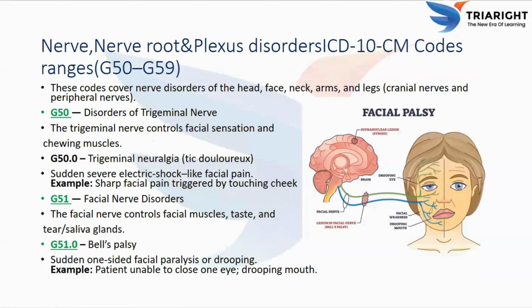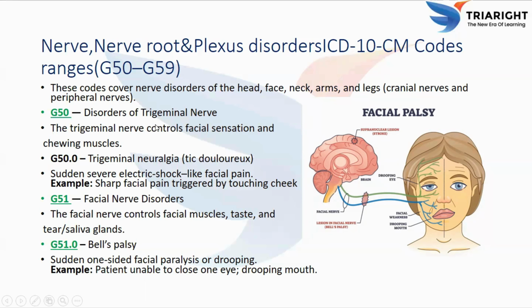So next, coming to nerve root and plexus disorders. This ICD code range is from G50 to G59. These codes include the problems affecting the nerves of the head, face, neck, arms and legs. So this includes both cranial nerves and peripheral nerves. G50 is disorders of the trigeminal nerve. First of all, what is the trigeminal nerve?